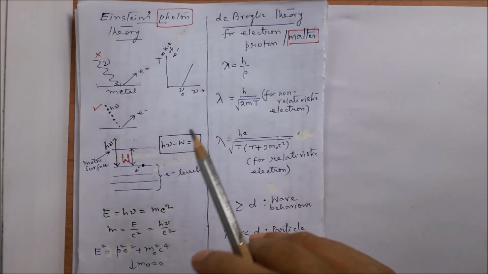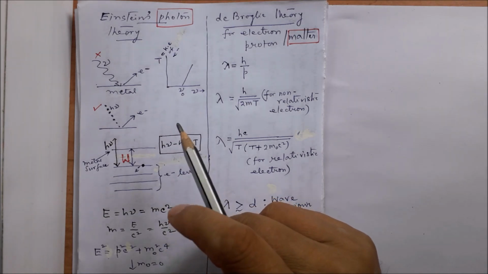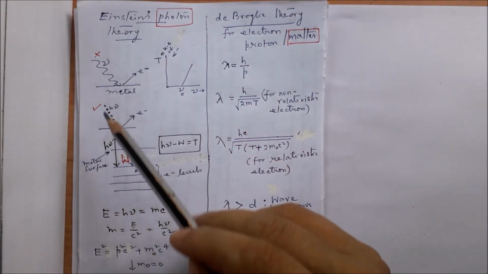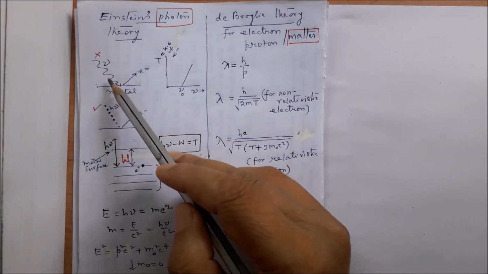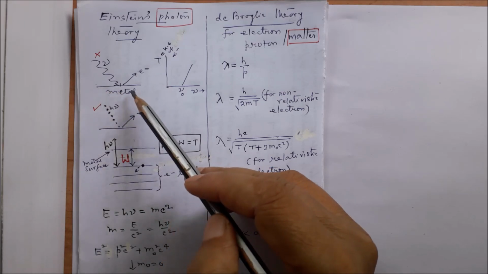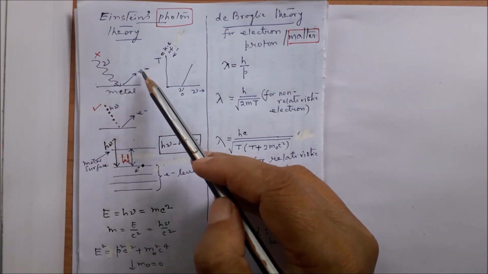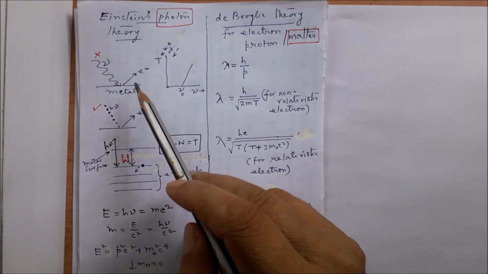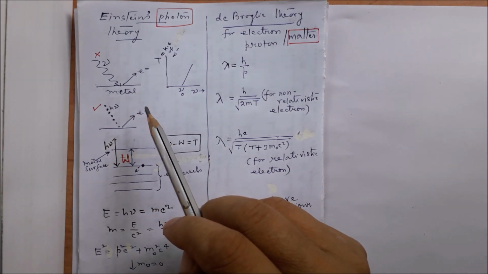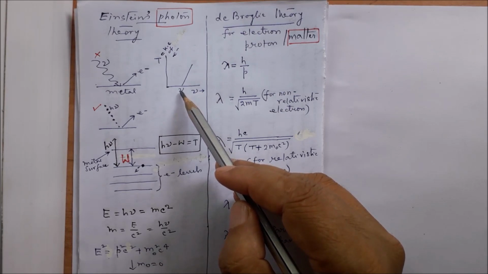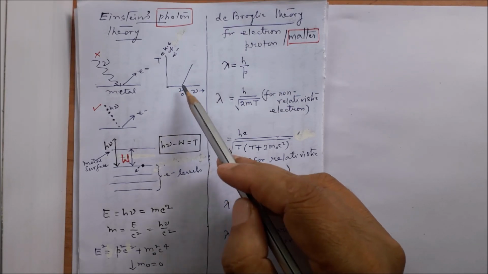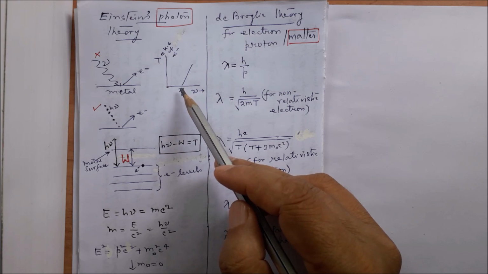Let us bring quantum ideas into discussion briefly. First, Einstein's photon theory. If light falls on a metal, electrons are emitted. It was observed that photoelectric emission occurs only if the frequency of light is above a cutoff or a threshold, denoted by nu zero in this diagram.